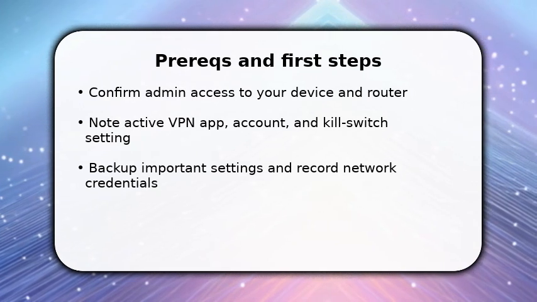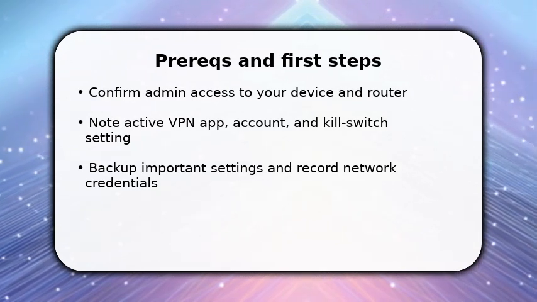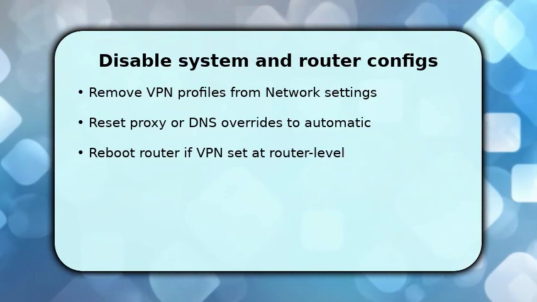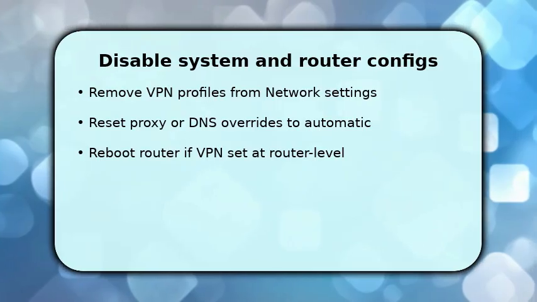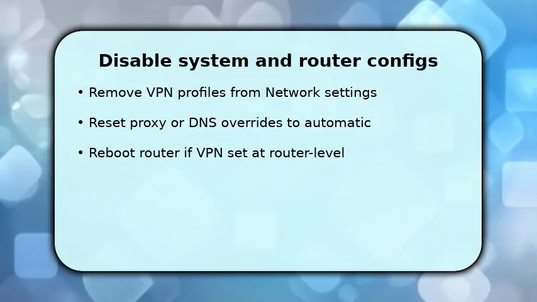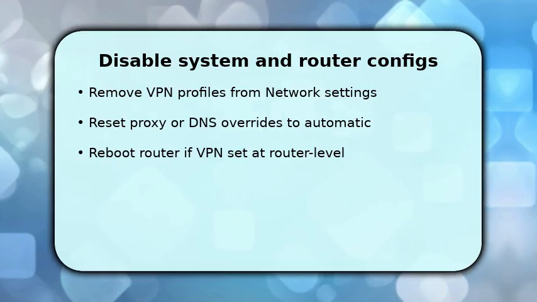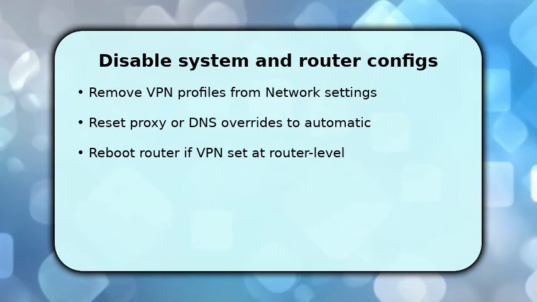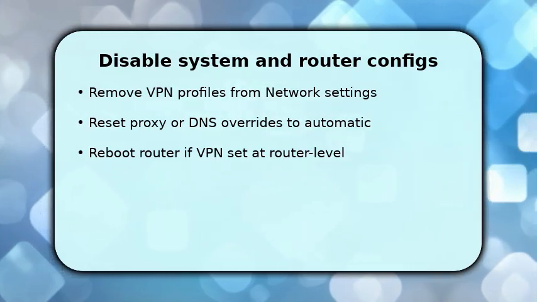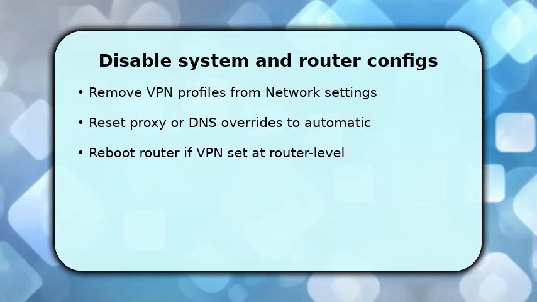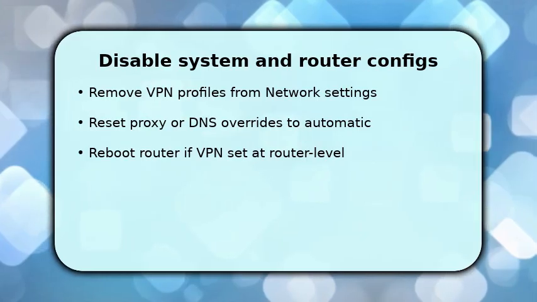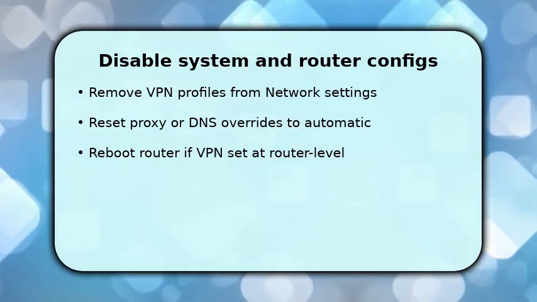Now you remove lingering configurations. Open network settings and delete any VPN profiles or network adapters tied to the VPN. Then check proxy and DNS sections and set them to automatic or your ISP default so traffic stops routing through VPN servers. If you enabled VPN on your router, log into the router admin, disable the VPN client/service, and restore router WAN settings. After making these changes, reboot your device and router to ensure the new network path takes effect.